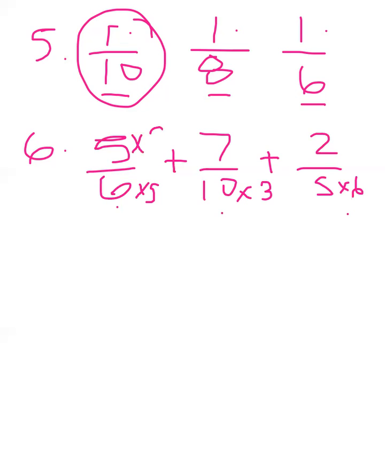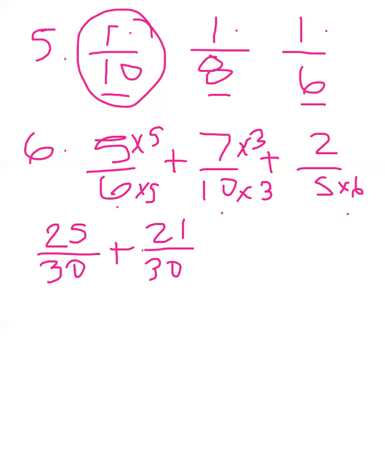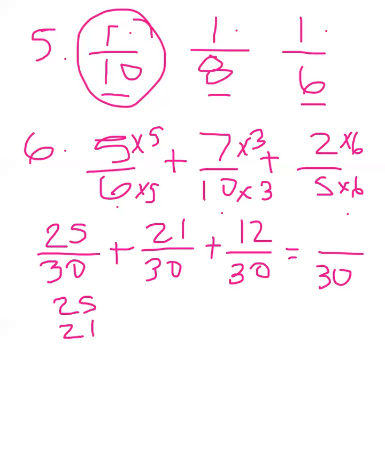So 5 times 5 would be 25 over 30. 3 times 7 would be 21 over 30. And 2 times 6 would be 12 over 30. So now our denominator will stay the same, so we'll just move it on over. Now we just need to add the numerators. So 25 plus 21 plus 12. The answer here is 58.